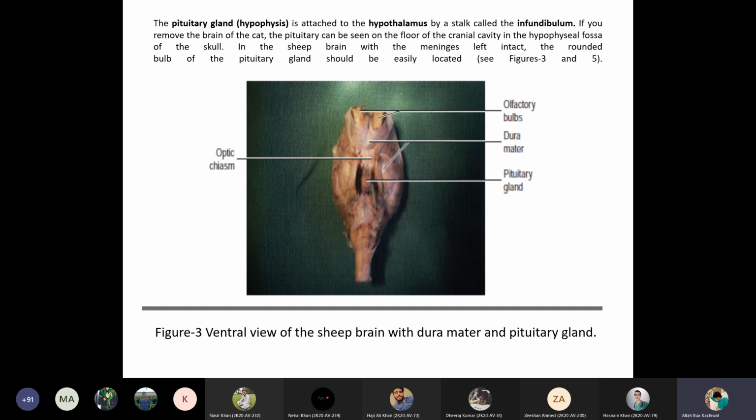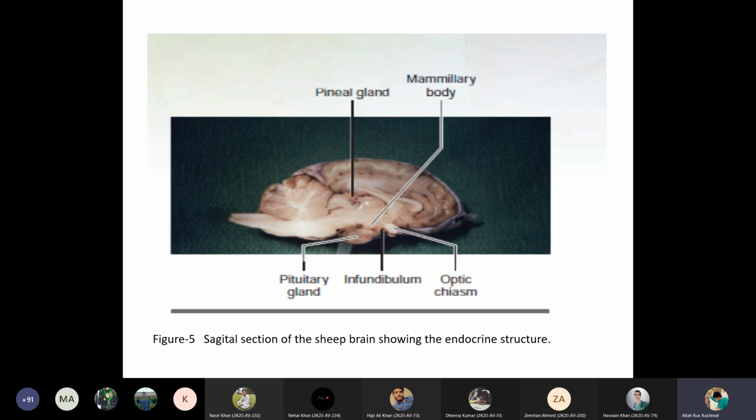So this is the main area where the adrenal glands are located. The pituitary gland, the hypophysis, is attached to the hypothalamus by a stalk. The pituitary gland is located in the cranial cavity, and the olfactory bulbs are there, and the medulla. The pituitary gland is very near to the spinal cord, at the junction of the brain and the spinal cord.